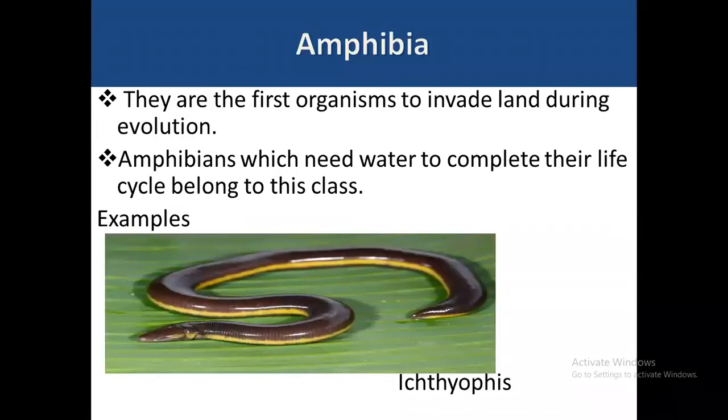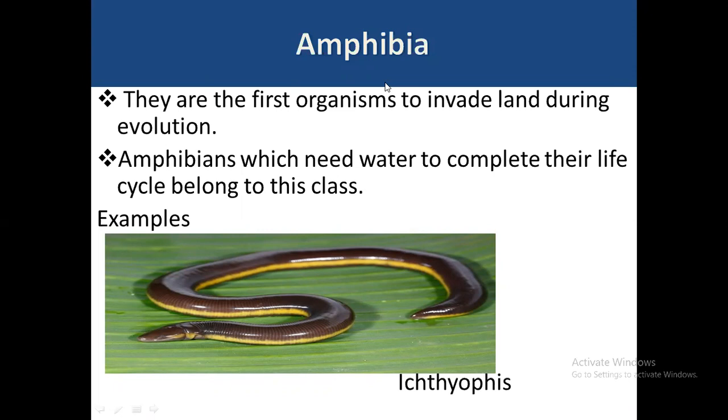Next, we have to talk about the Amphibia. Now we have talked about the fish, right? Later we will go again to the presentation. First, we talked about the fish. How many types of fish are there? 2 are there, cartilaginous and bony fish.